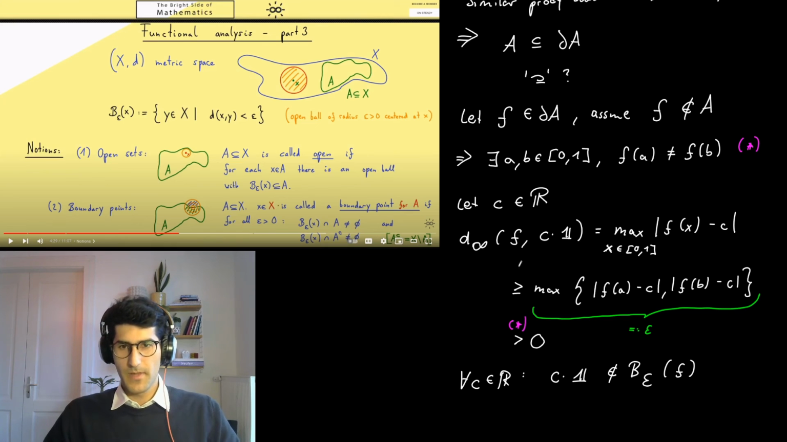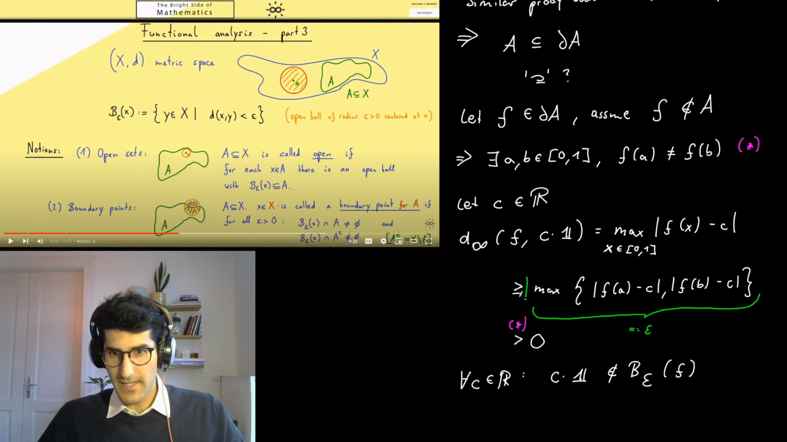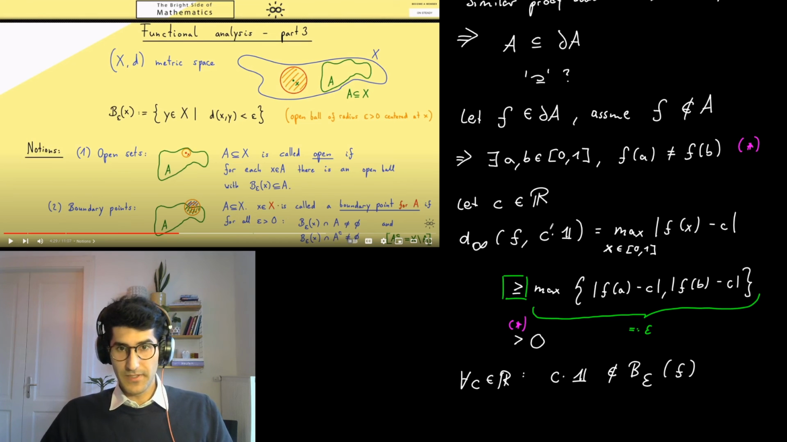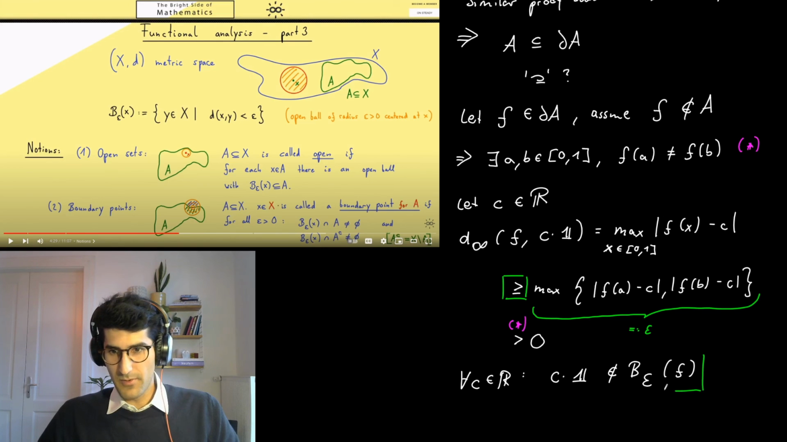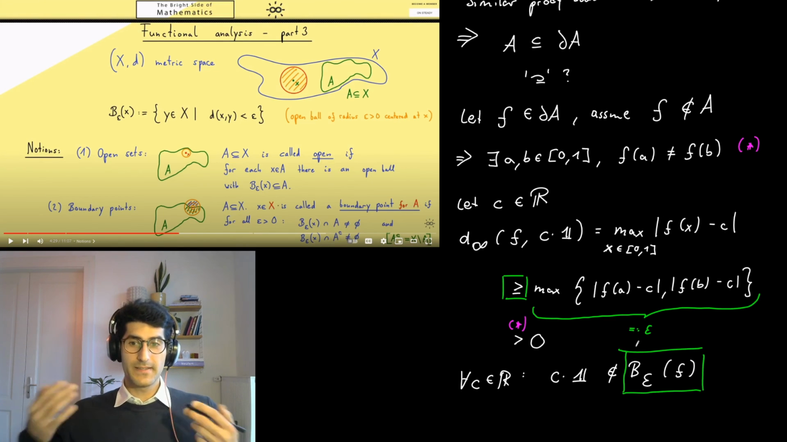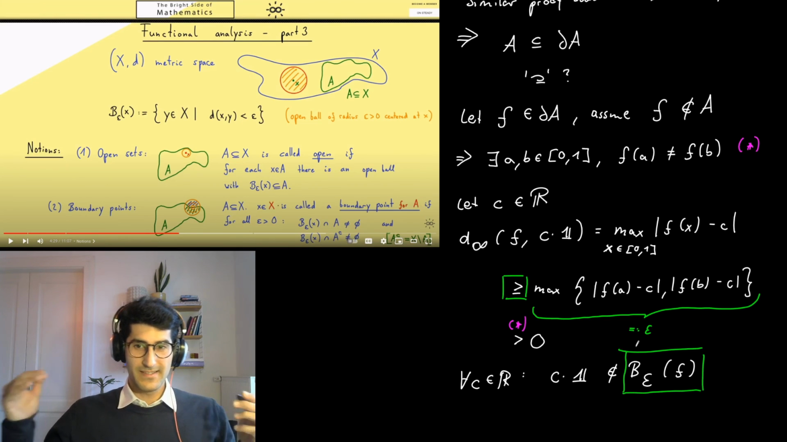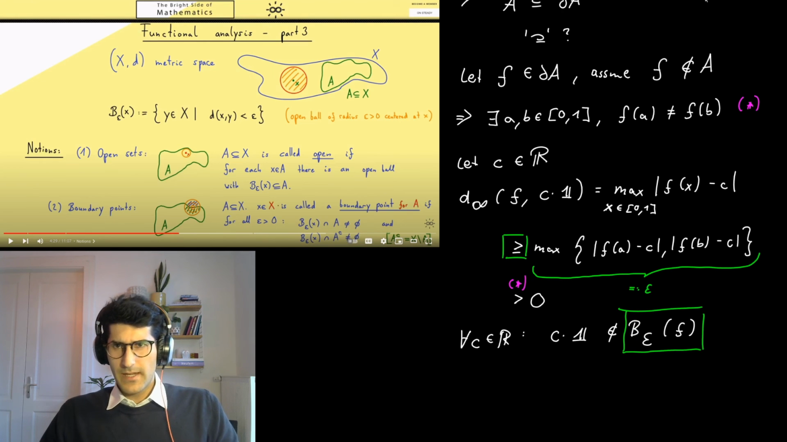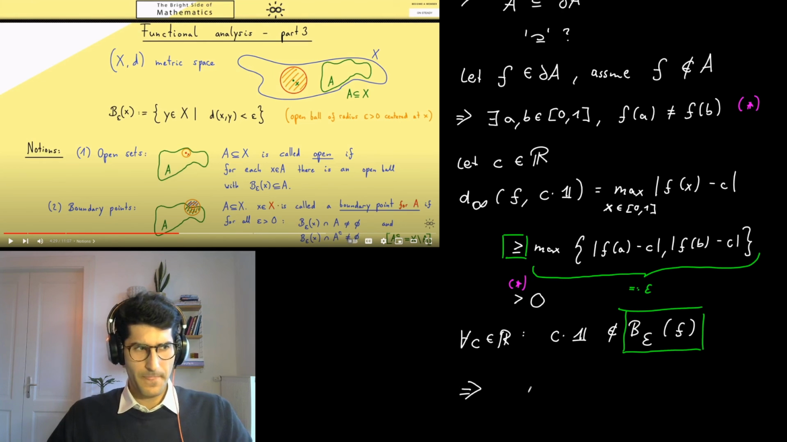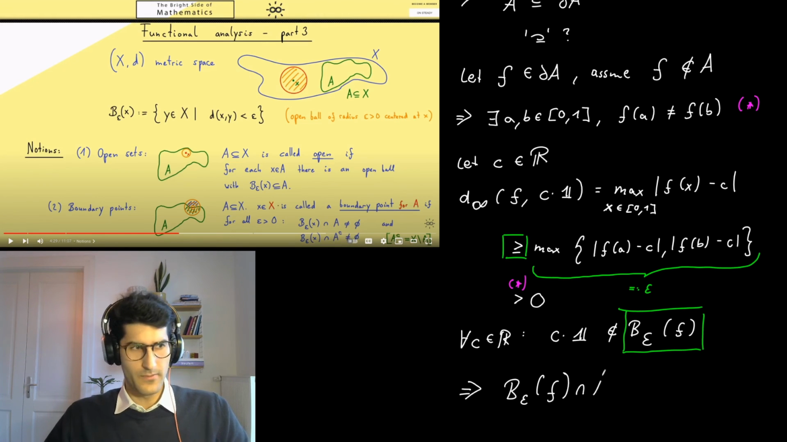So I got confused because the unequal sign is in the other direction. So the distance of f to c times the constant 1 function is greater or equal than epsilon. But in the epsilon ball, there are only elements that have a distance strictly smaller than epsilon. What can I conclude from this? Well, let's see. This tells me that the epsilon ball of f intersected with A is empty.